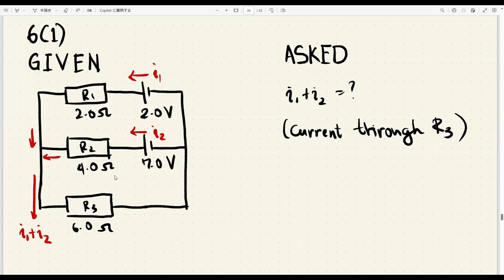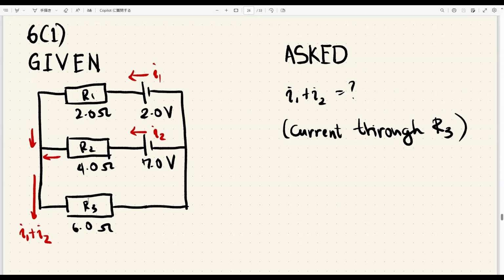We have this circuit shown. We have two voltage sources, 2 volts and 7 volts, and we have 3 resistors, 2 ohms, 4 ohms, and 6 ohms. And the problem asks us to find the current through this resistor.